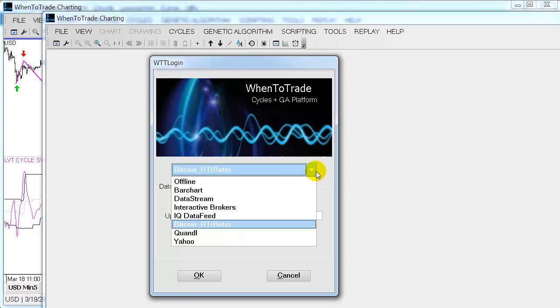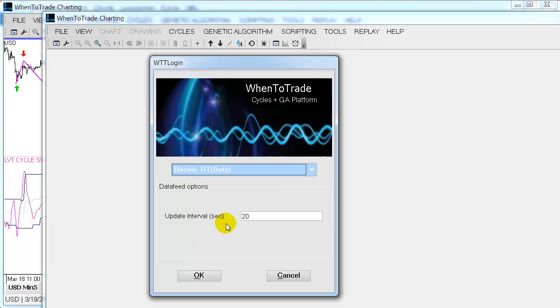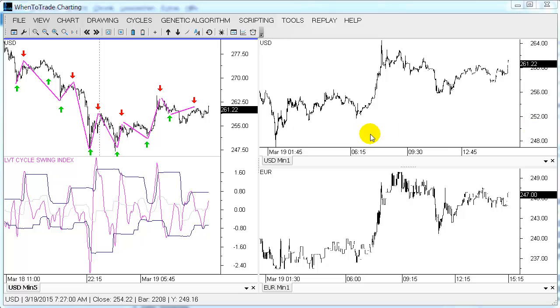which you see here. So from the exchange, you can now choose the Bitcoin real-time data feed, which is in a beta phase. But with this data feed, you can now chart the Bitcoin exchange rates versus the US dollar or the euro. So this is an experimental one, but as new markets develop, it would be interesting to also have the possibility to chart and analyze these markets with our cycles and other tool sets here.